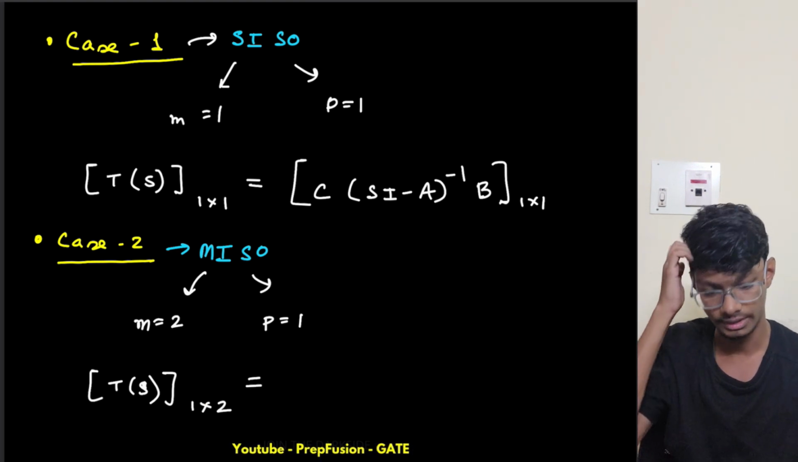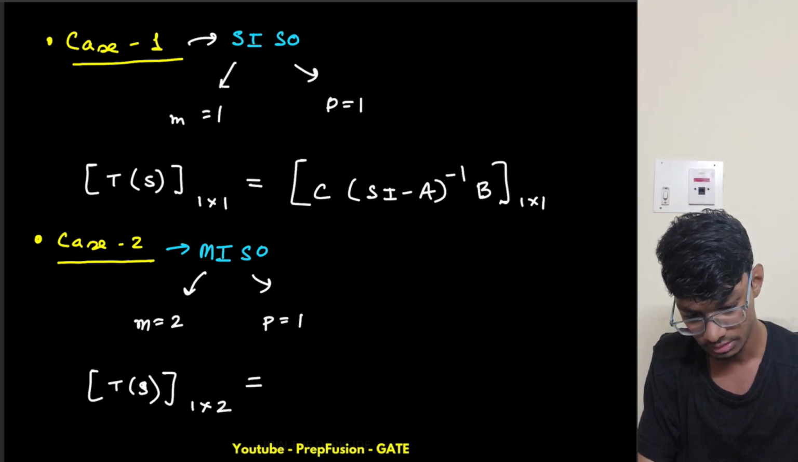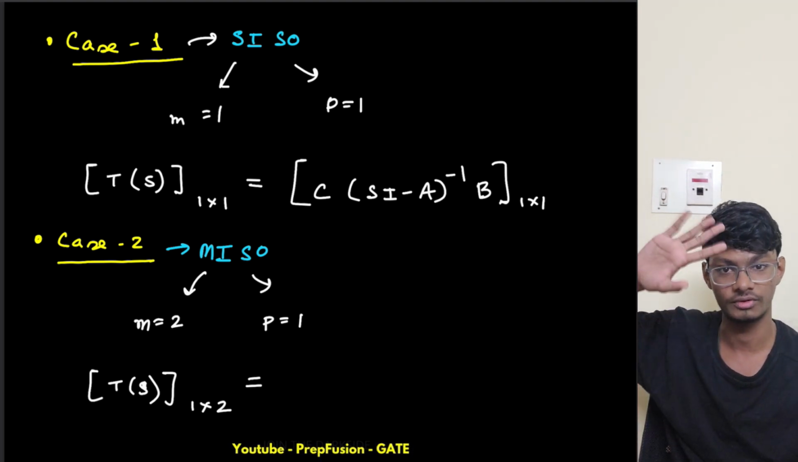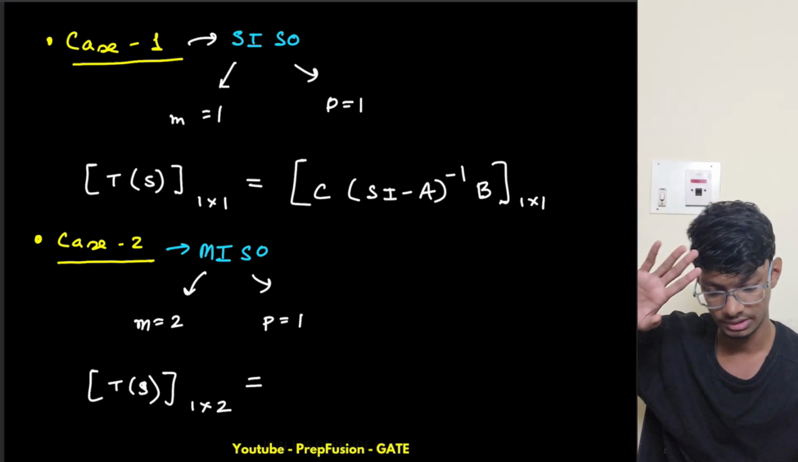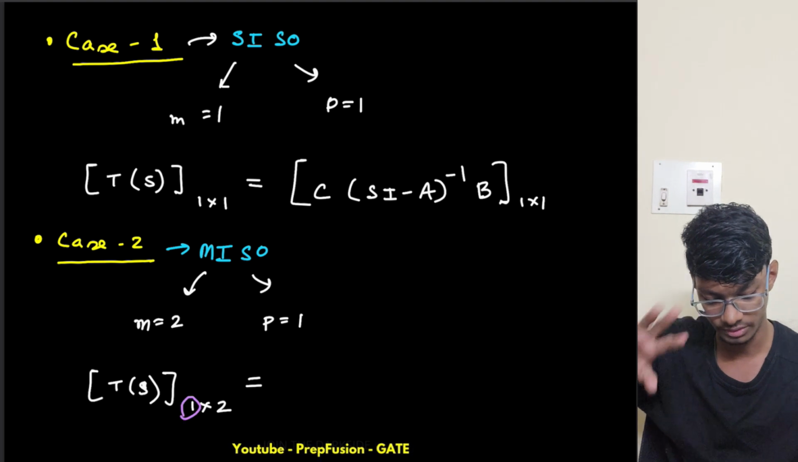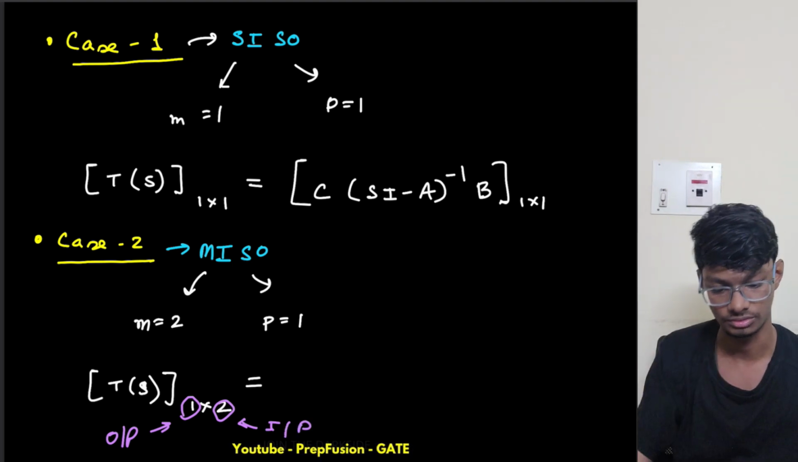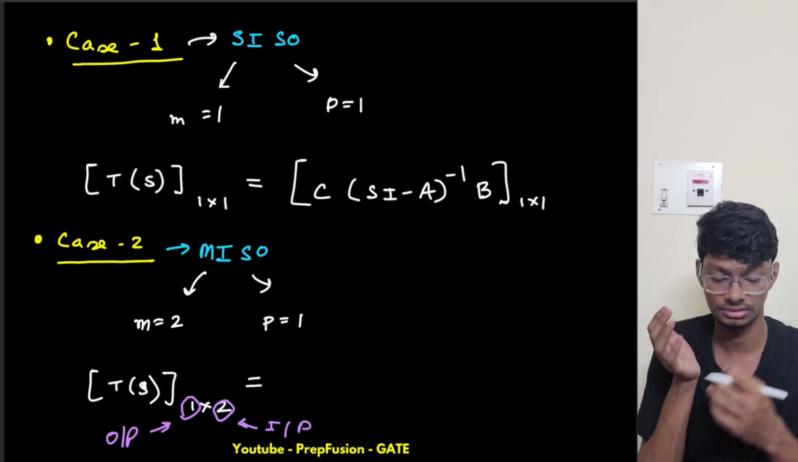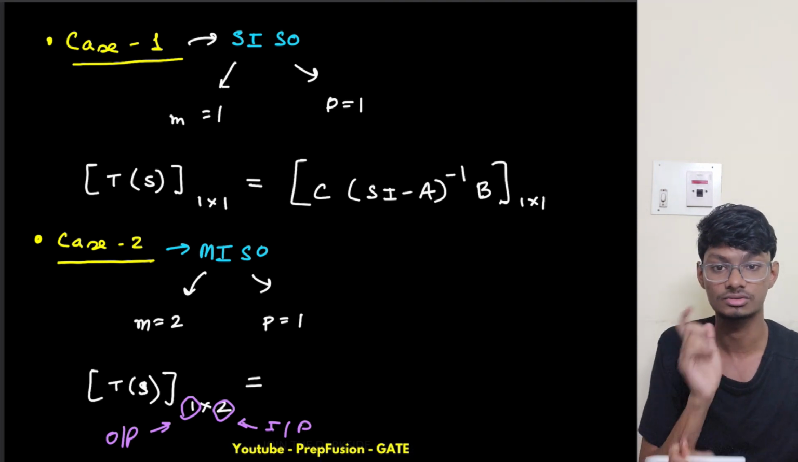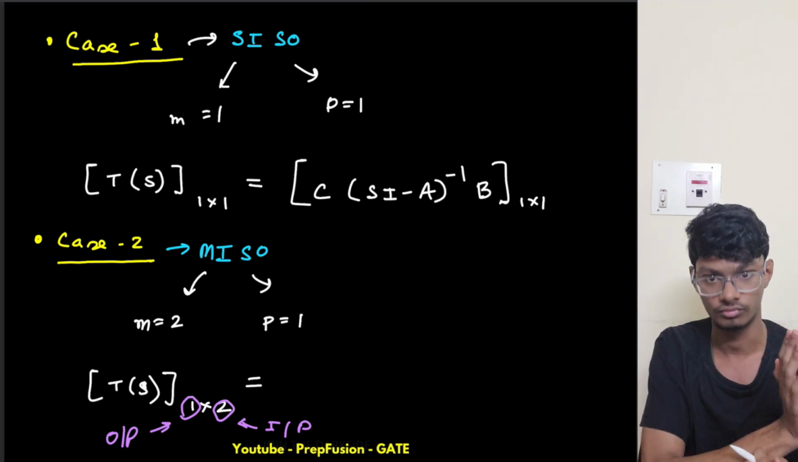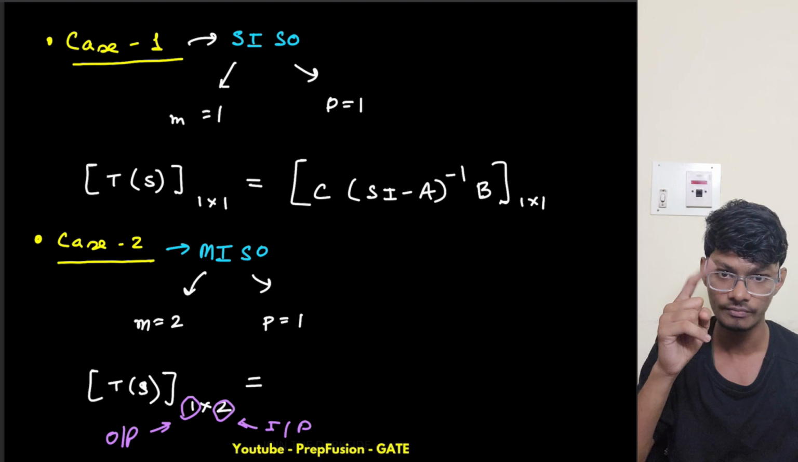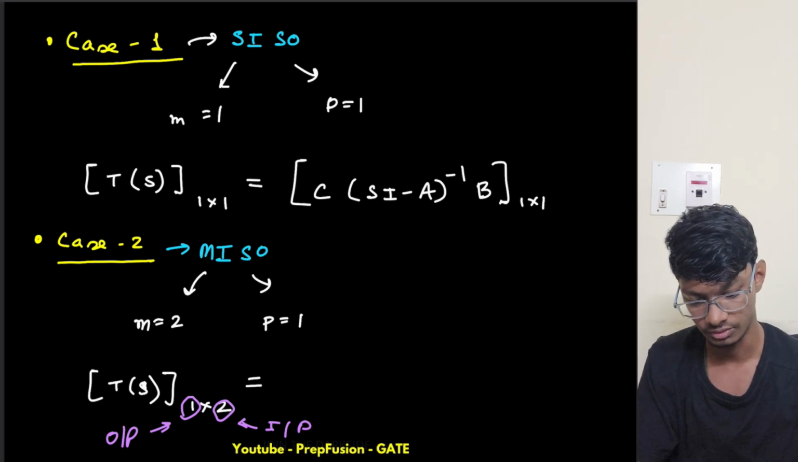Just remember that at the top I get the output, and at the last I get the input, transfer function being output by input. That's how you can remember this. What is this matrix called? This matrix is called a row matrix, because I have only one row and two columns.